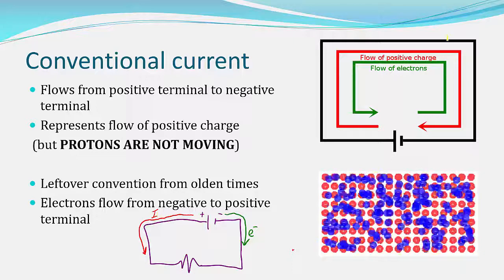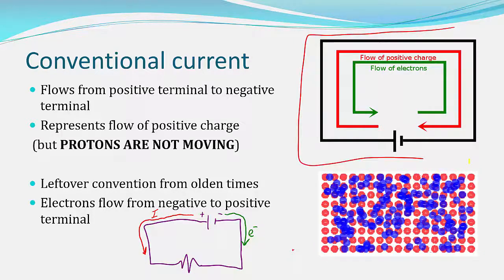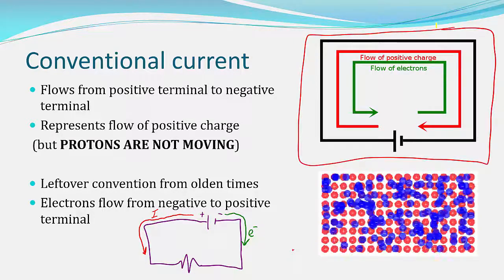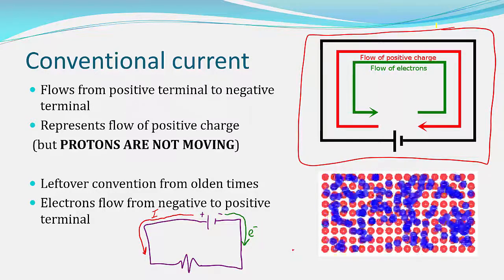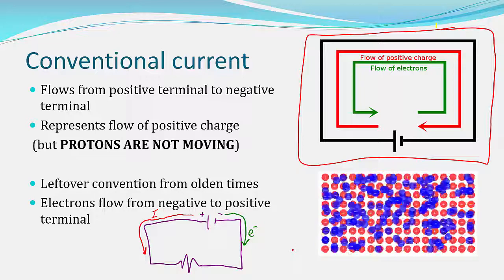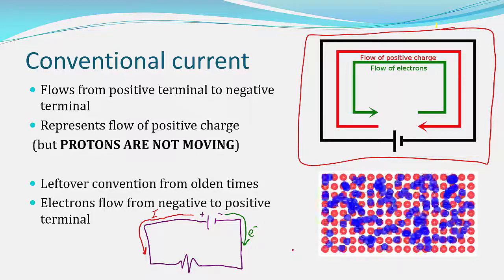And that's where you end up with this diagram right here, which shows us that the flow of electrons is the opposite to the flow of the positive charge, which means the current is opposite to the flow of the electrons.